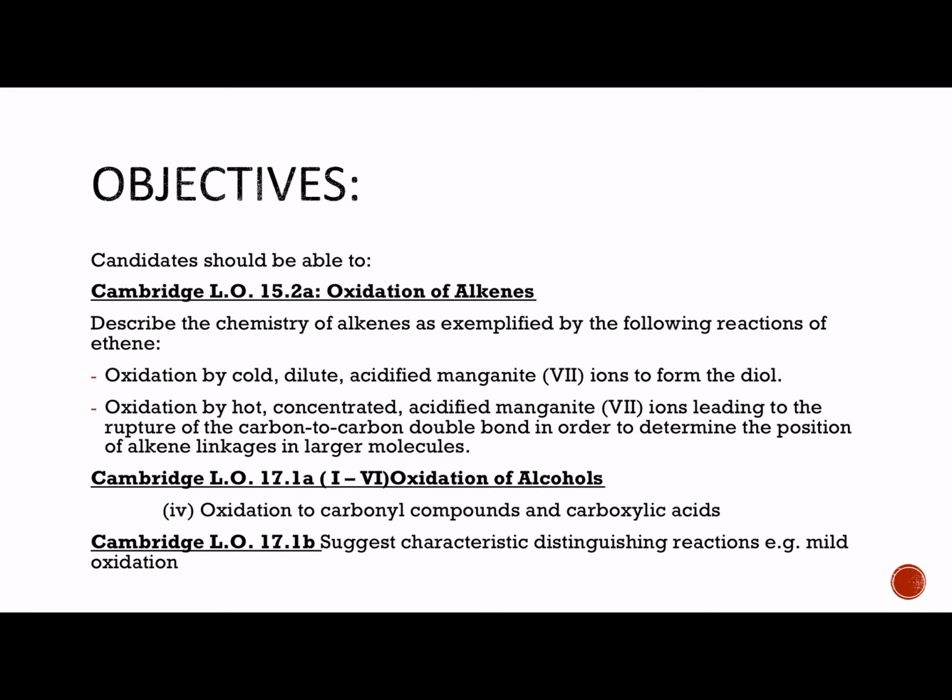So let's go ahead and take a look at the learning objectives. Describe the chemistry of alkenes as exemplified by the following reactions of ethene. Now, ethene is an example molecule. We will see this for many other molecules. It says oxidation by cold, dilute, acidified manganate ions to form the diol, and you should go ahead and memorize the conditions. And oxidation by hot, concentrated acidified manganate to rupture the carbon-carbon double bond to determine the position of alkene linkages in large molecules.